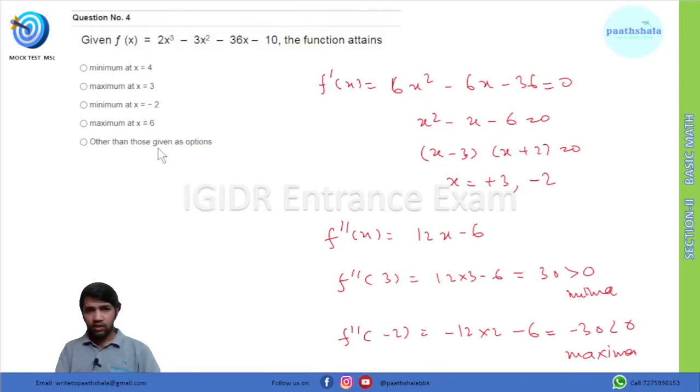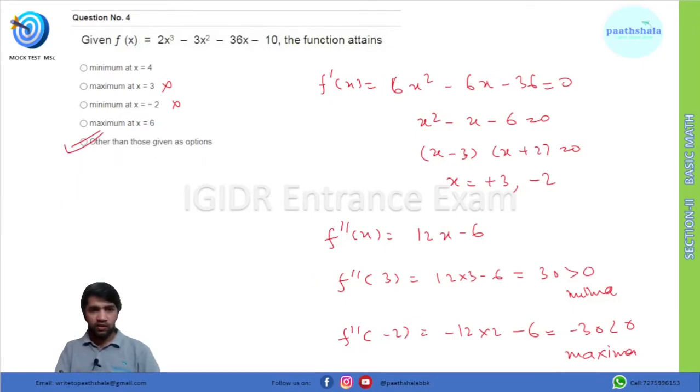So the function is having a maximum at -2, but the option says it is showing minimum at -2, so this is not correct. And then it is saying that minimum at 3. So it has to be maximum at 3, but it is saying minimum, so this is also not correct. So option 5, that is, other than the given options.